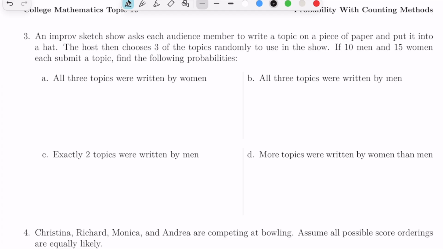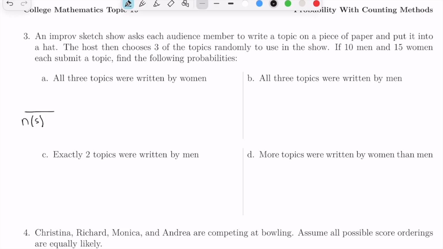All 3 topics were written by women. So let's first do our bottom. This is the number of elements in the sample space. This is the total number of ways from all the people, right? And we're going to look at 3 of them. Notice that they're choosing topics, and it doesn't really seem like the order matters. They're just going to choose 3 topics at random to use in the show. So it doesn't really matter the order.